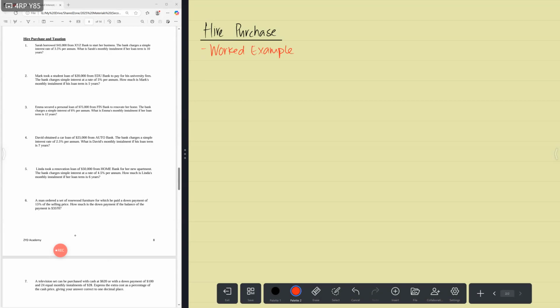Sarah borrowed 45,000 from XYZ Bank to start her business. The bank charges a simple interest rate of 3.5% per annum. What is Sarah's monthly installment if her loan term is for 10 years?